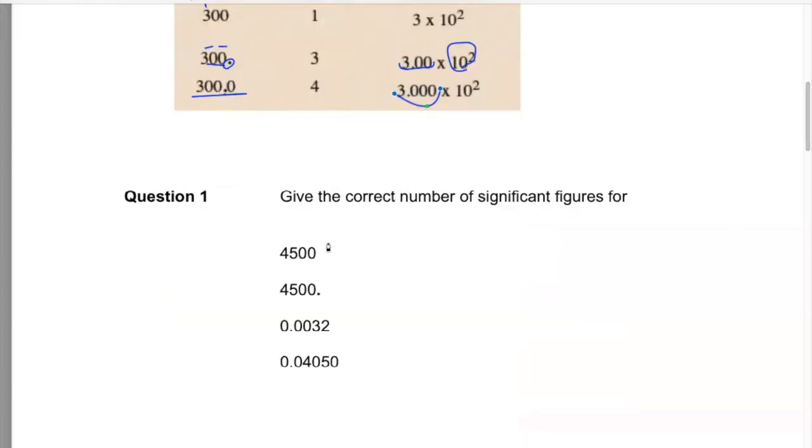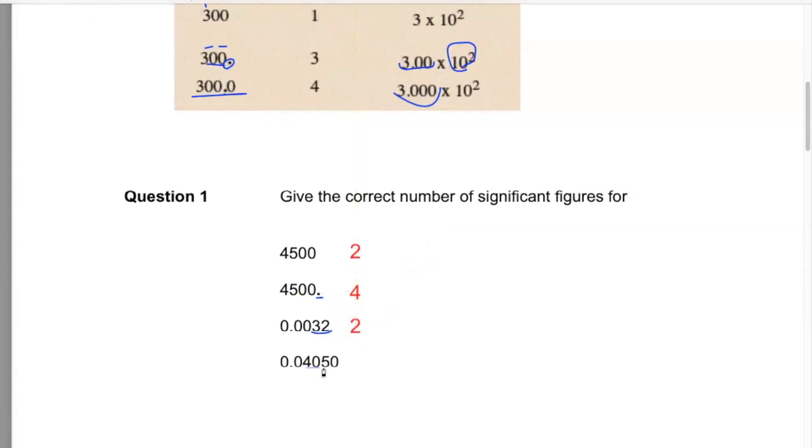So here, let's try. Let me give the answers really quick. 4,500, the 2 zeros don't count because there's no decimal behind it. There's 2. There's a decimal point here, therefore those 2 zeros will count. Therefore, it's going to be 4. Before the non-zero numbers, those 3 zeros don't count. Therefore, it is just 2.